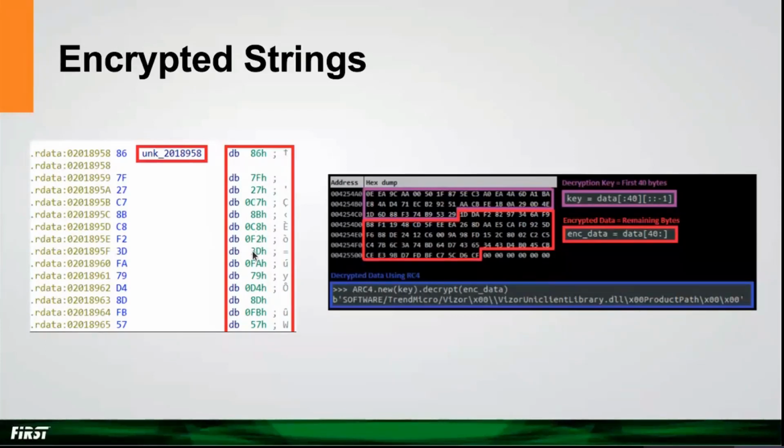The structure is pretty simple. The algorithm used by Dridex is RC4, and the first 40 bytes are the key, meaning that the rest of the blob is just encrypted data. By using a small Python script, as demonstrated in the second image, we can easily decrypt those bytes and reveal the real string.